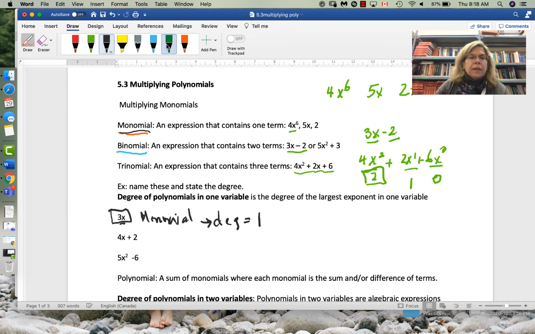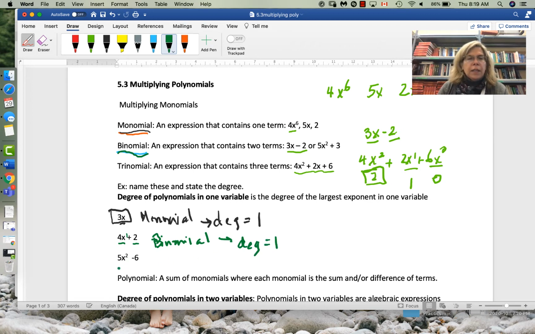Okay, in this case, 4x plus 2, well, how many terms are there? There's 2 terms, right? So if it's 2 terms, then it's called a binomial. And the degree, so I'll write down binomial first. And the degree is the degree of the largest exponent in one variable. So the largest exponent here is a 1 because it's x to the first. So the degree is 1.